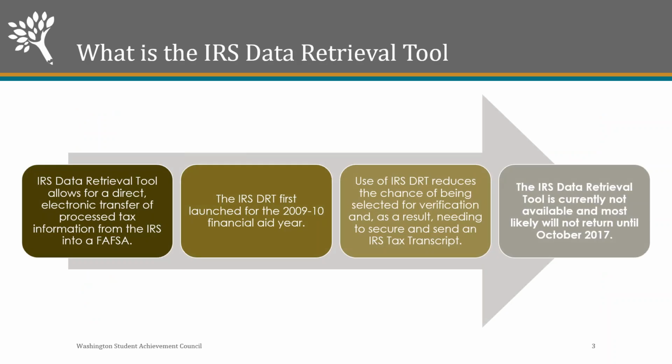So the IRS Data Retrieval Tool, what it is, it's an electronic transfer of information from the IRS into the FAFSA. So instead of manually putting in information, people were able to connect that information from the IRS and have it imported into the FAFSA. It first started in 2009-2010 during that financial aid year, so it's been around for a while. And what the IRS Data Retrieval Tool does is it reduces the chances for being selected for verification because they are getting that information directly from the IRS. So it's reducing verification numbers.